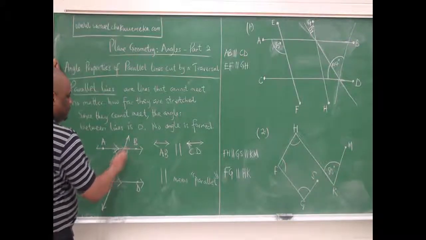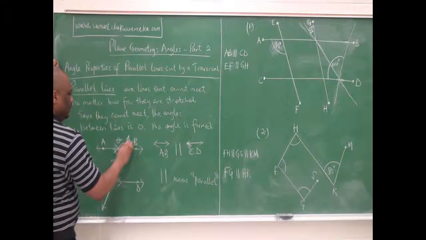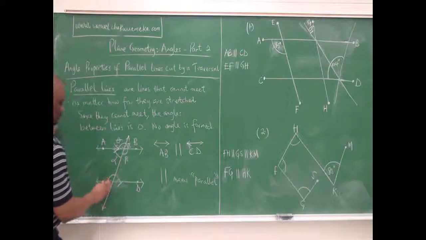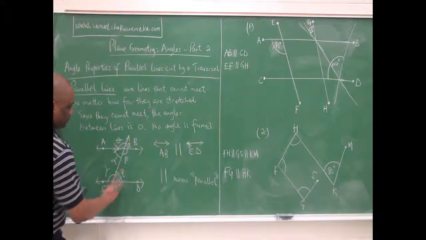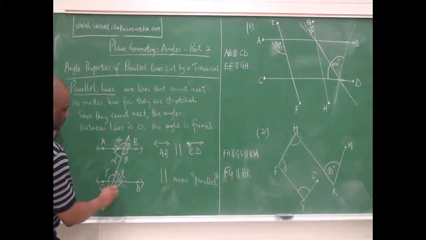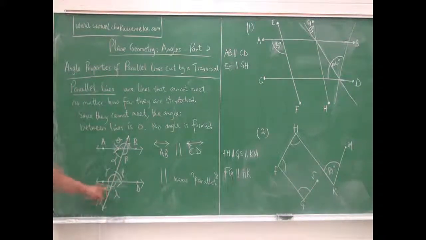Let me say alpha, beta, theta, pi. So already 4 angles are formed here. And here also 4 angles are formed. Gamma, rho, epsilon, lambda. So 4 angles are formed here as well, as you can see.